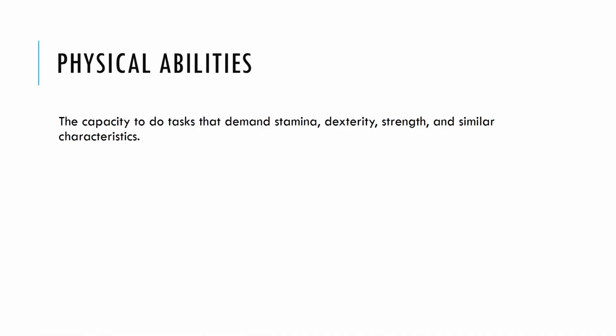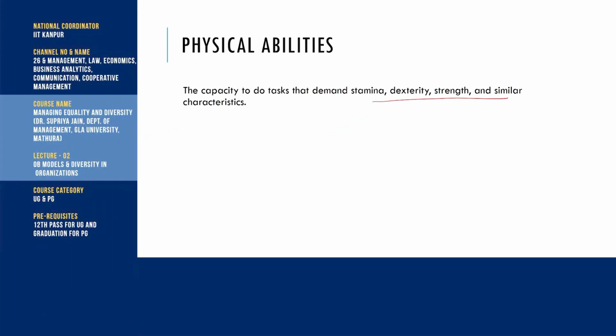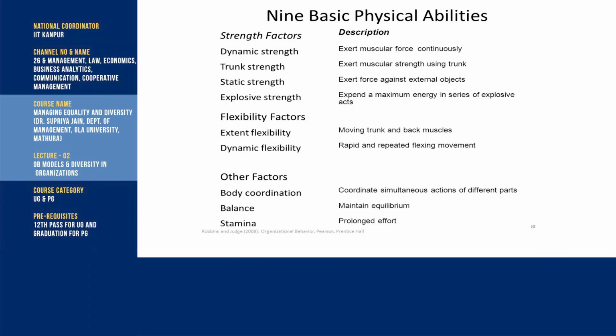Coming to another aspect, we have physical abilities. Physical abilities refer to the capacity to do tasks that demand stamina, dexterity, strength and similar characteristics. So abilities, like I said, are of different kinds. Intellectual ability is also of different aspects. What a person is good at defines the nature of work and the assignments that need to be given. Likewise, physical abilities are of different types, and here we have categorized the 9 basic physical abilities of an individual based on the strength factor, flexibility factors and other factors.